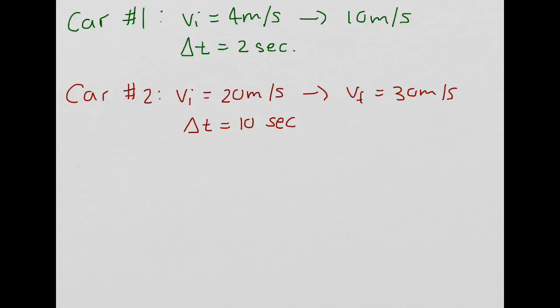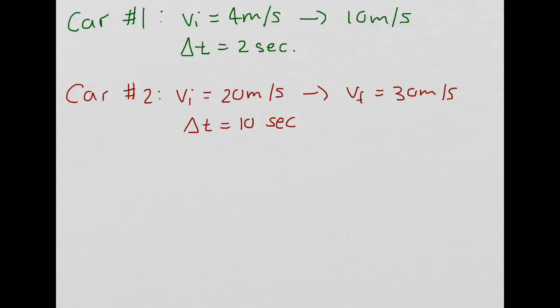Okay, so it's pretty obvious which one is moving faster. Car 2 is traveling at 30 meters per second, while car 1 is only traveling at 10. So car 2 is definitely moving faster than car 1. It's covering more distance in a shorter amount of time. Now, which one is accelerating more?